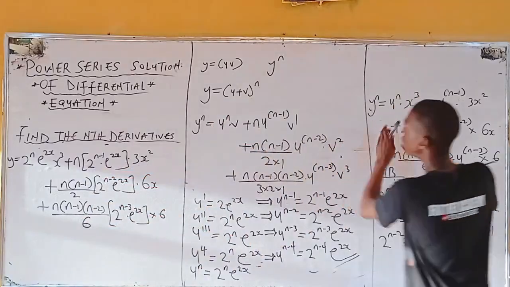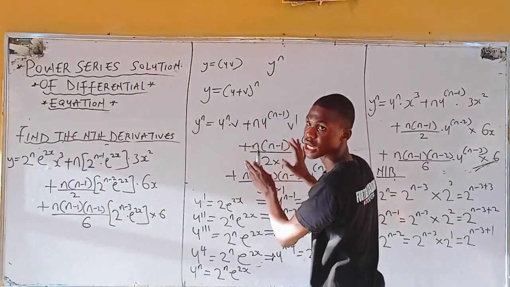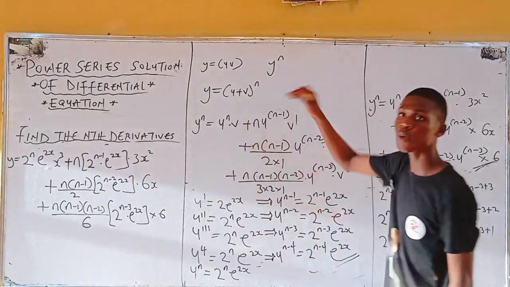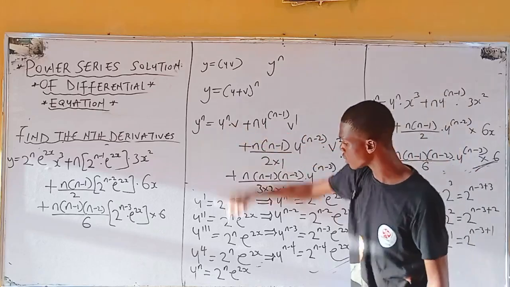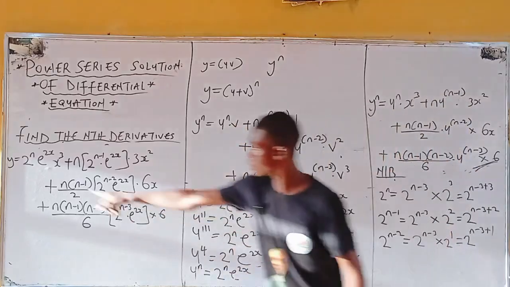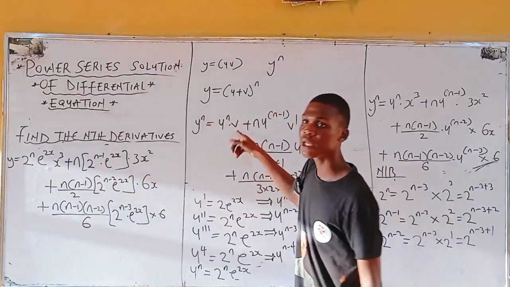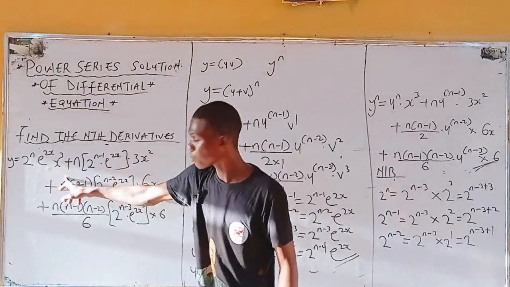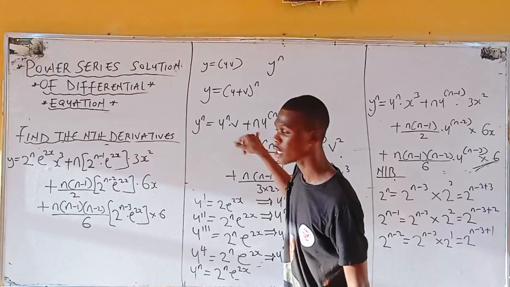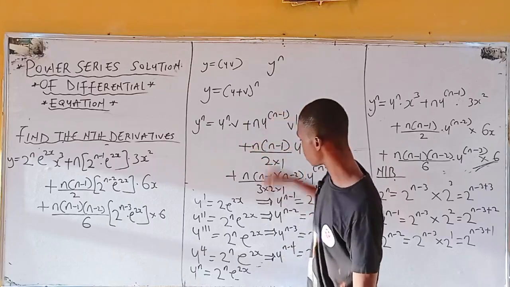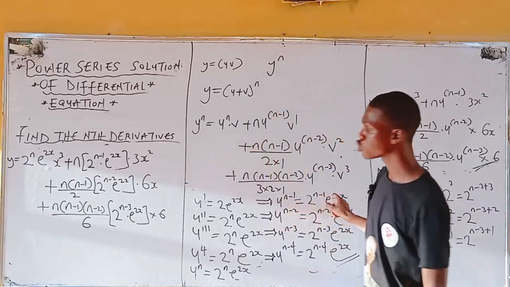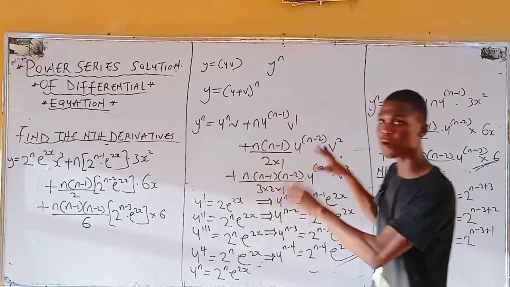You know, this is the general solution for the nth derivative. Then we've substituted all what we've gotten so far. u raised to the power of n is this. This is it, multiplying v, meaning the function of v. This is it, right? Plus n. This is the n, multiplying u raised to the power of n minus 1. This is u raised to the power of n minus 1. So we've substituted all of these functions, right?